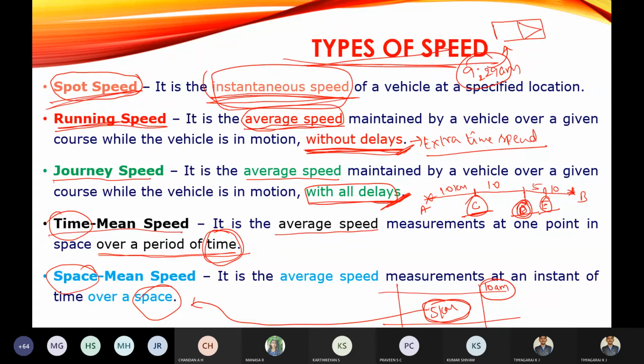Is it clear? Others? Yes, sir. Am I moving fast or is it okay with my speed? Kindly respond. Is the speed okay or am I moving fast? Okay, sir. Okay.